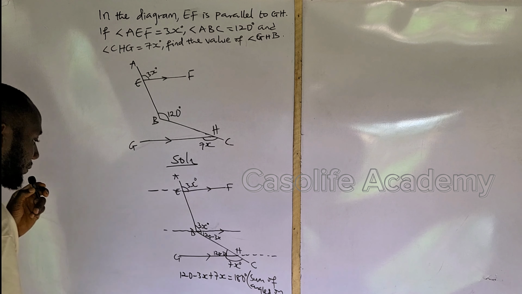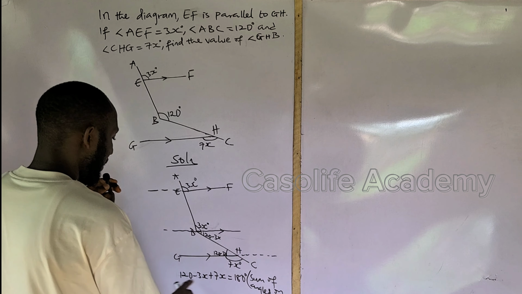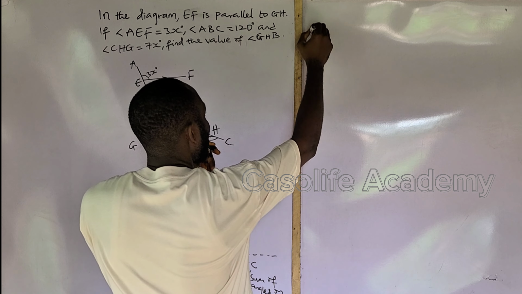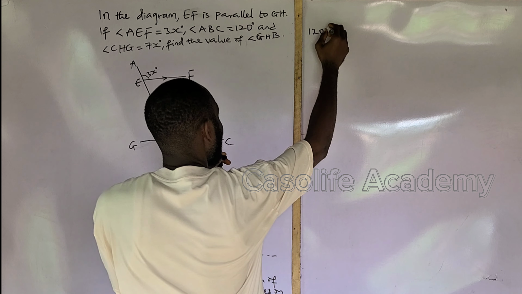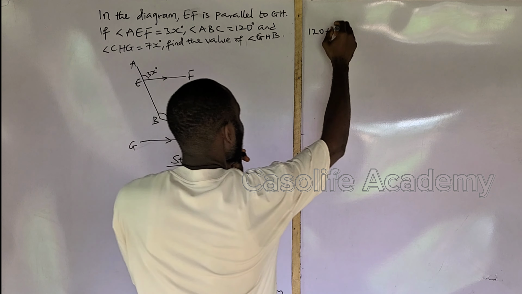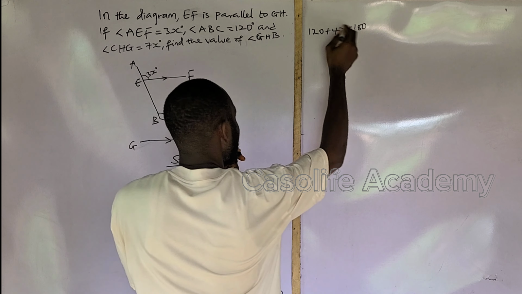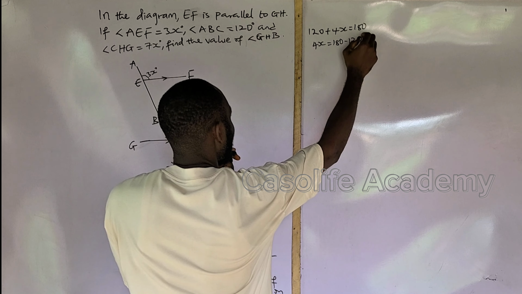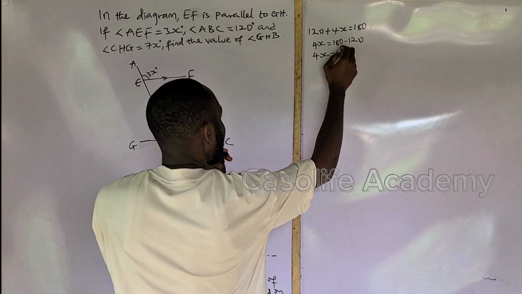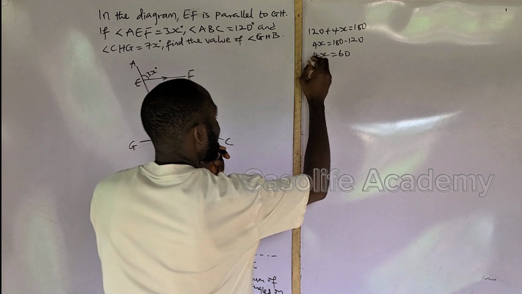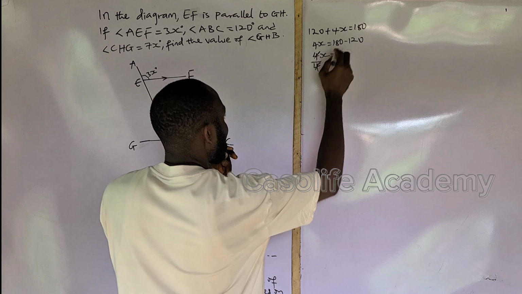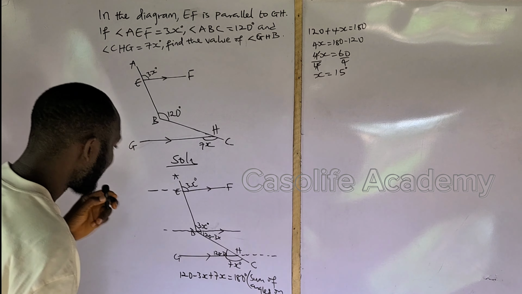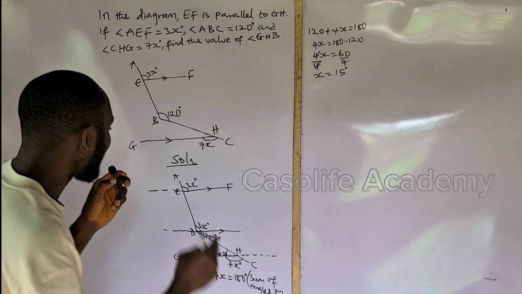Having gotten this, what do we do next? We now say 120 minus 3x plus 7x. Minus 3x plus 7x gives us 4x, so 120 plus 4x equals 180 degrees. So 4x will now be 180 minus 120, so 4x will be 60 degrees. We divide both sides by 4, so we cancel out, so that x will be 60 divided by 4, which gives us 15 degrees. So the value for x is 15. But we are not looking for x.